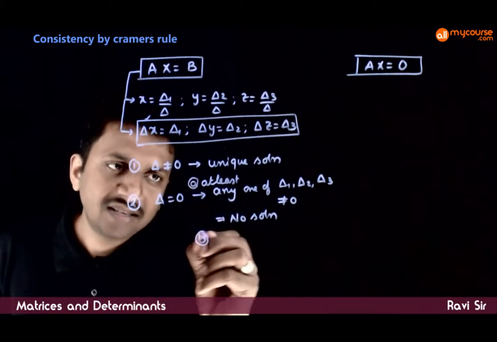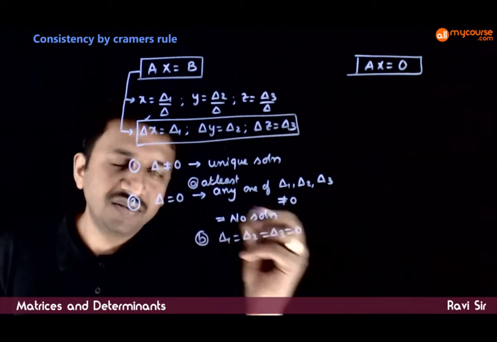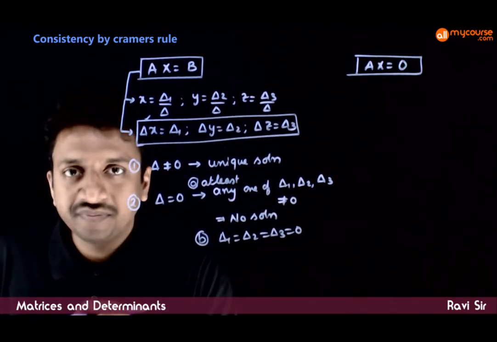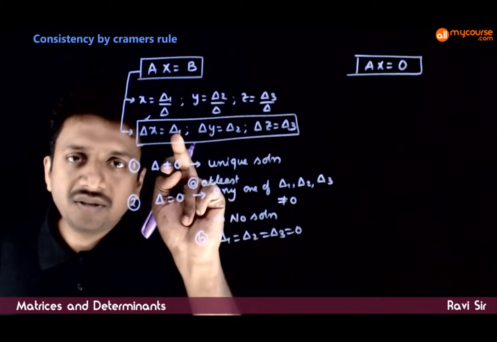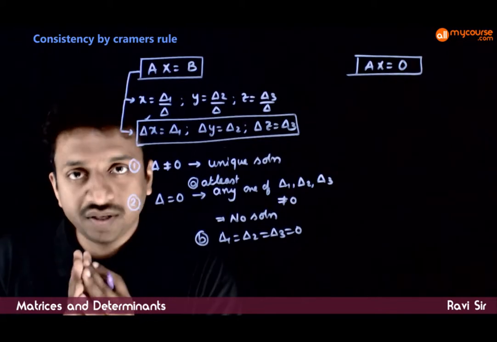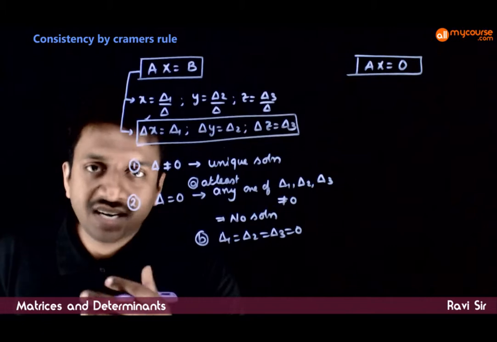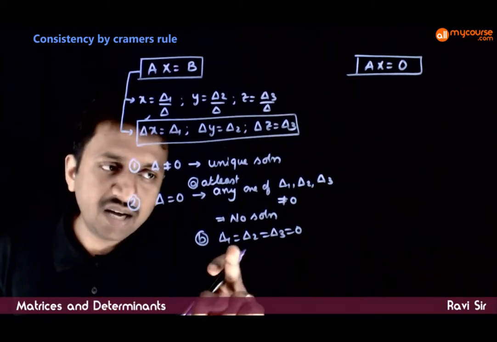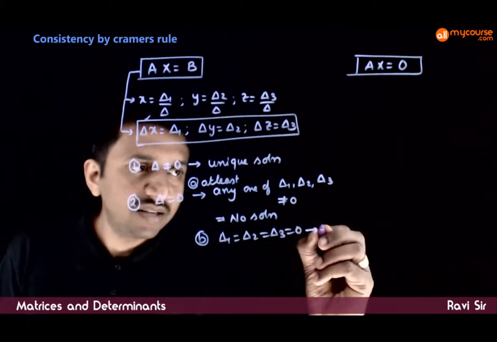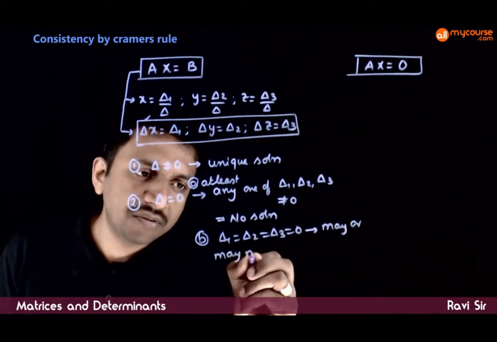And in the next case, if delta 1 = delta 2 = delta 3 = 0, so this side is also equal to 0, and this side is also equal to 0. Right hand side, left hand side, all are equal to zero. So whatever x, y, z you put, the right hand side and left hand side turn out to be equal. So if delta 1, delta 2, delta 3 are equal to 0, then there are two cases. It may or may not have a solution.